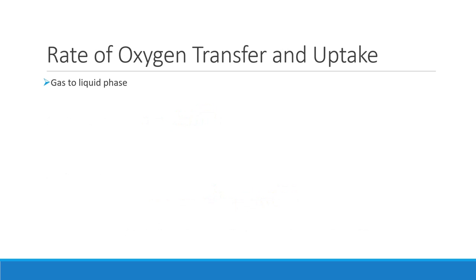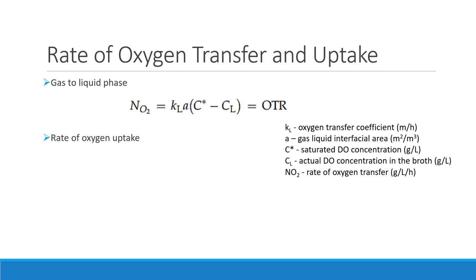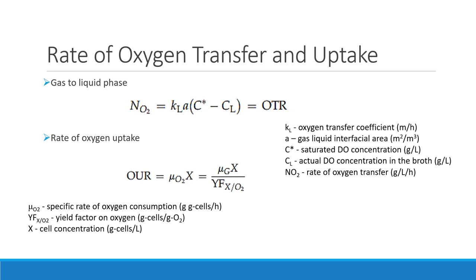The rate of oxygen transfer into the reactor is given as the difference in concentration of the saturated dissolved oxygen and the actual concentration of the oxygen with the proportionality constant of KLa, wherein the rate of oxygen uptake is denoted as OUR = μO2 X, which is equal to μg X / YX/O2, where μO2 is the specific rate of oxygen consumption, YX/O2 is the yield factor on cells, and X is the cell concentration.